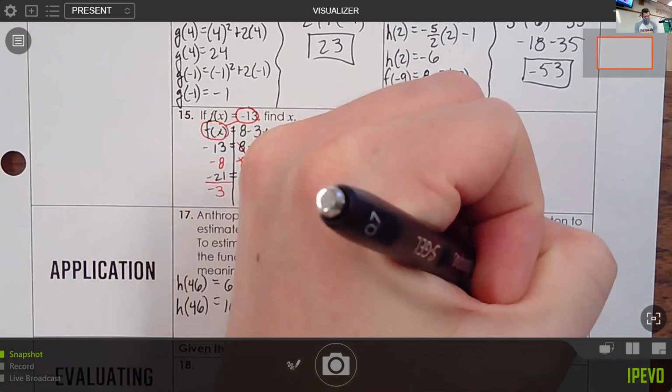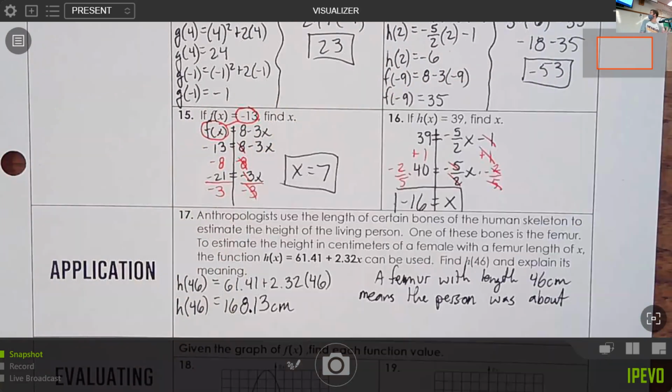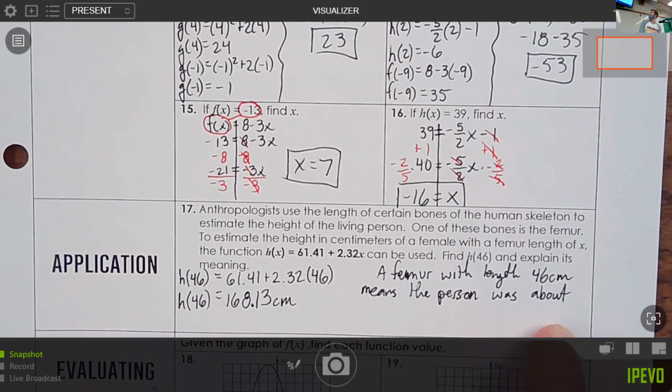was, we'll say about, because this is not always going to be exact. So these are estimations because they didn't have the entire skeleton. So the person was about how tall in centimeters? What was the total height of the person? So we used x, 46, to figure out the total height. What was the total height?